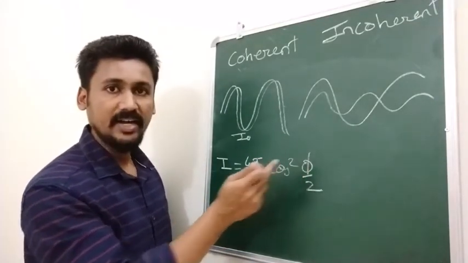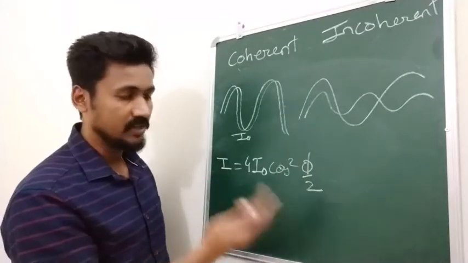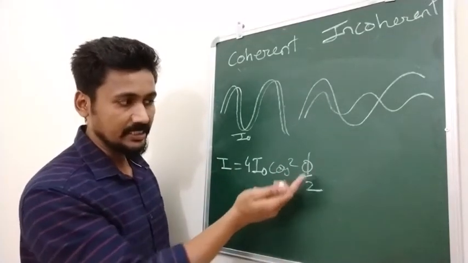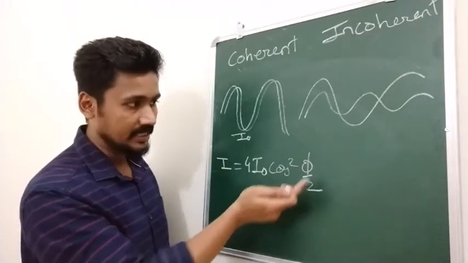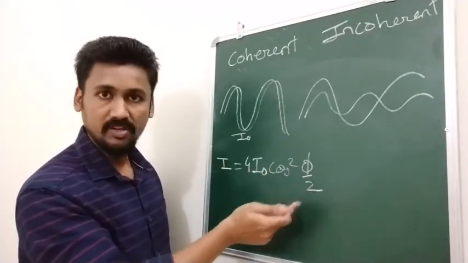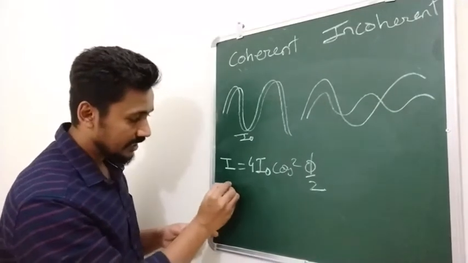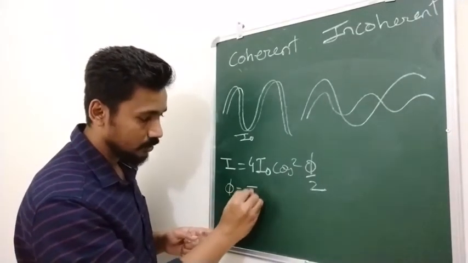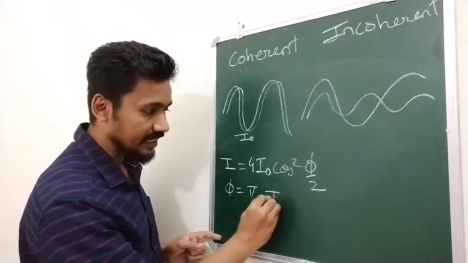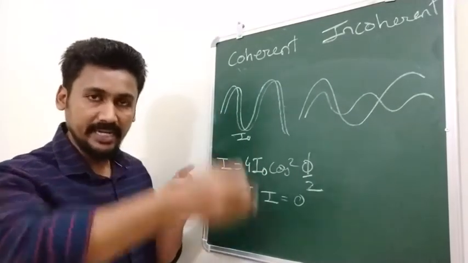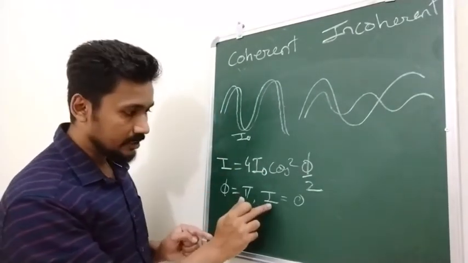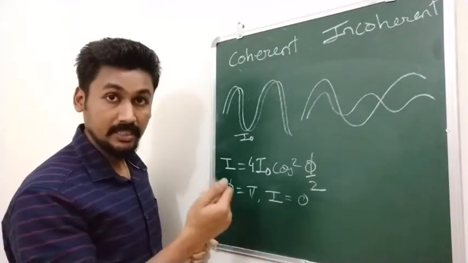What is phi? Phi is the phase difference. Obviously, if the phase difference is, let us say, pi, a 180 degree phase difference, then cos square of phi by 2 will be equal to 0. So if phi is equal to pi, the resultant intensity is going to be 0. This is like a crest meeting a trough, so the resultant intensity becomes 0.